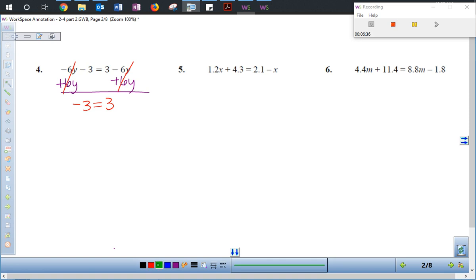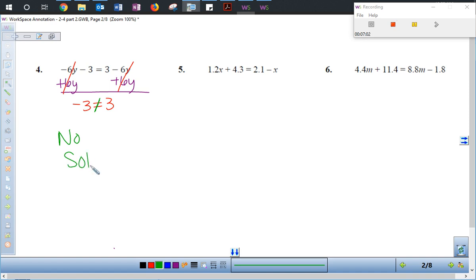Now on this one, if you'll notice, again, I don't have any variables. So that means I have two options, no solutions or infinite solutions. And the answer depends on the statement that I have left. So on number 3, I was left with 12 equals 12, which was true. But on number 4, I'm left with negative 3 equals 3. Now negative 3 does not equal 3. That means we have no solutions.